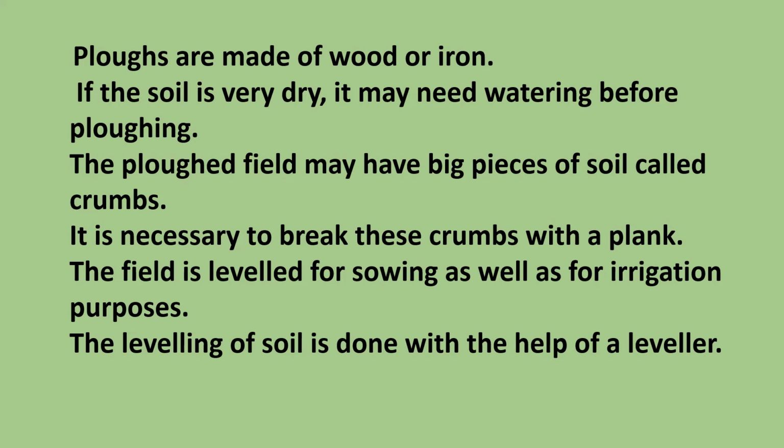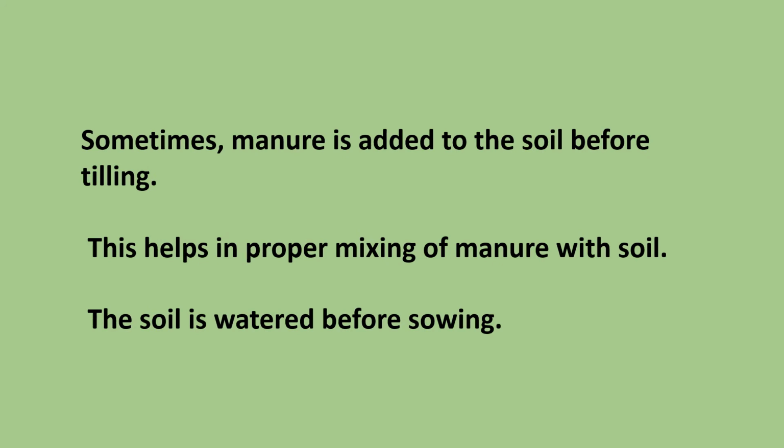The field is leveled for sowing as well as for irrigation purposes. The leveling of soil is done with the help of a leveler. Leveling helps in the uniform distribution of soil and helps in uniform irrigation of fields. Sometimes manure is also added to the soil before tilling. This helps in proper mixing of manure with soil. The soil is watered before sowing.